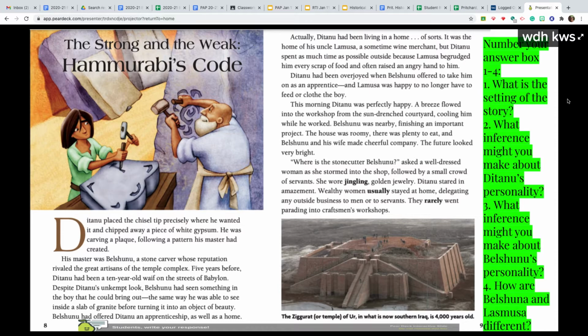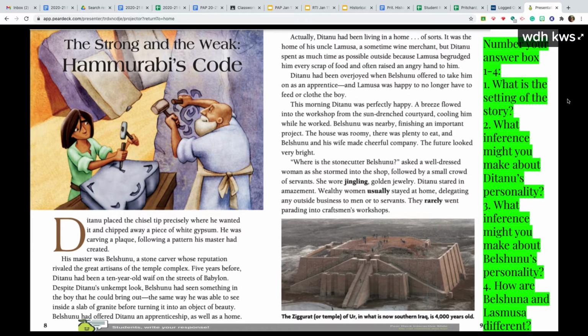Dotanu placed the chisel tip precisely where he wanted it and chipped away a piece of white gypsum. He was carving a plaque following a pattern his master had created. His master was Belshunu, a stone carver whose reputation rivaled the great artisans of the temple complex. 5 years before, Dotanu had been a 10-year-old waif on the streets of Babylon. That means he was homeless.